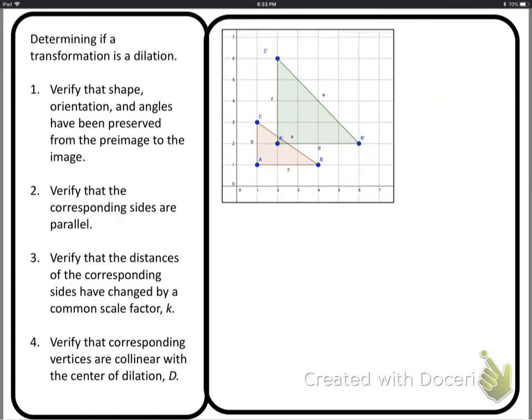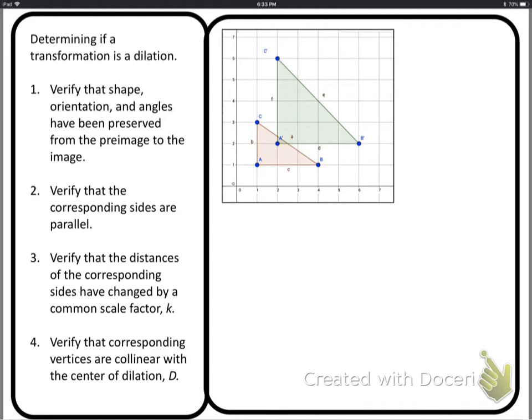Okay, now this one. Determine if a transformation is a dilation. So if I'm looking at the shapes, it looks like I have a right triangle here and a right triangle here. So far it might be a dilation. Orientation, I got a straight side, straight side, and I have a hypotenuse. The hypotenuses match up. It's on the same side, the same position. So still might be a dilation.